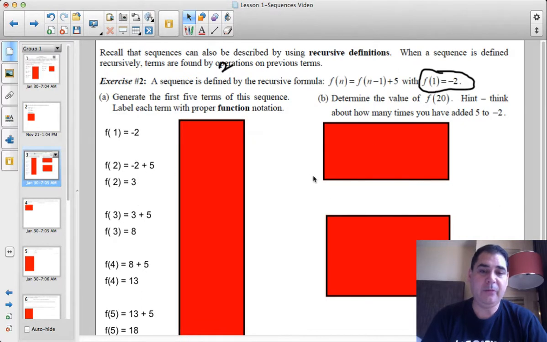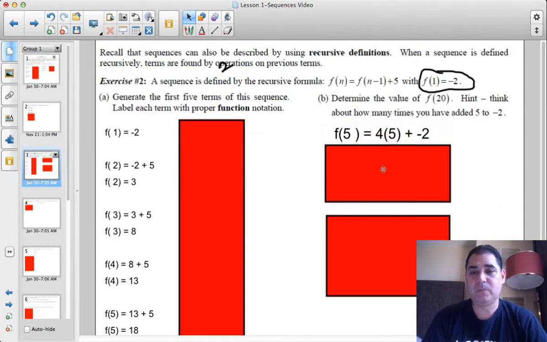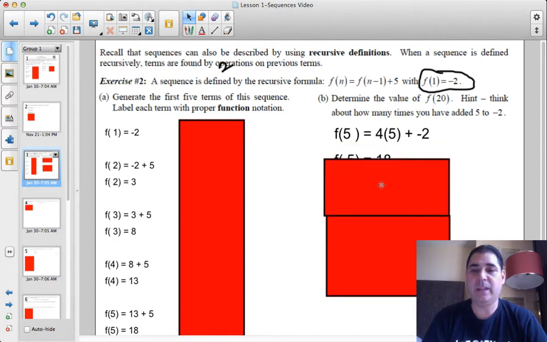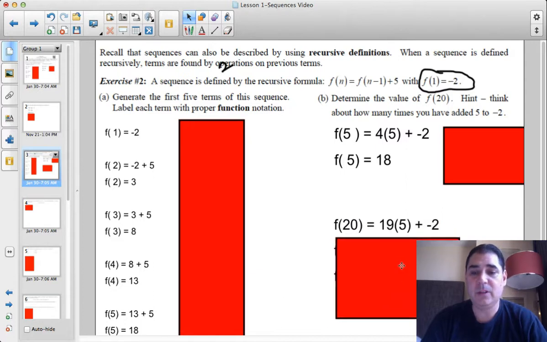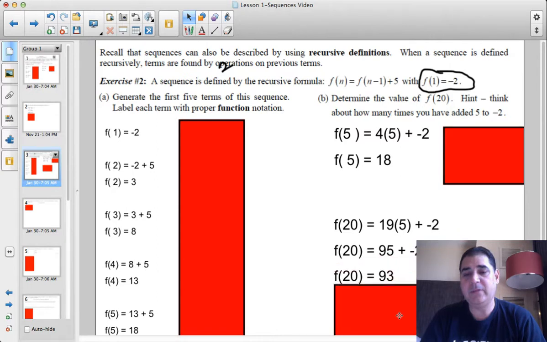Here we added 5 four times, and then we added the initial value of -2, and that gives us 18. So that worked out pretty good. Let's see what it would look like for f of 20. We're going to add 5 how many times? One less than the term that we want. So we add 5 nineteen times, and then you add the initial value. What's 19 times 5? That's 95, and then add -2, and that gives you 93.